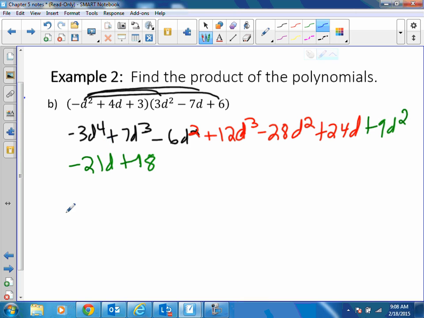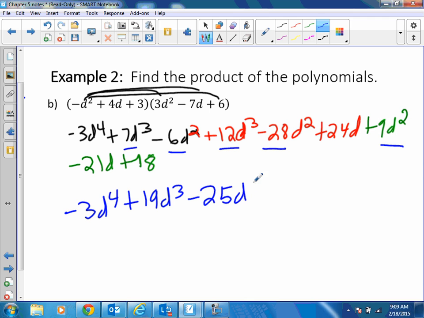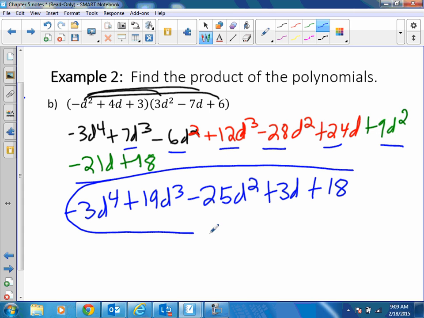There's no other d to the fourth, so negative 3d to the fourth. 7d cubed and 12d cubed would be 19d cubed. No other d cubed. You got negative 6d squared minus 28d squared. That'd be negative 34d squared plus 9d squared. Negative 34 plus 9 is negative 25d squared. Okay. And then we have 24d minus 21d, which would be 3d. And then we have 18. That would be our answer.